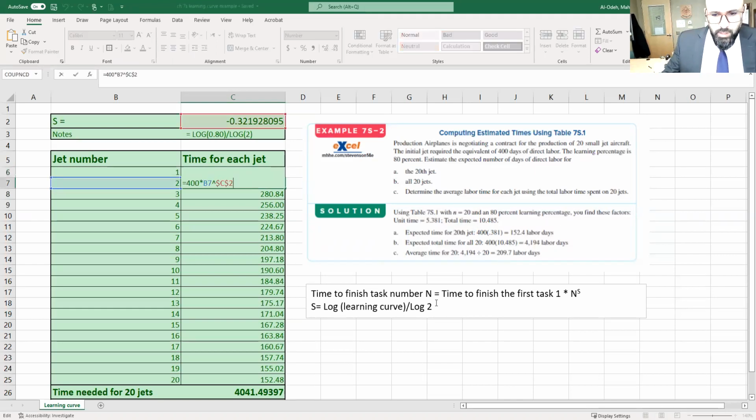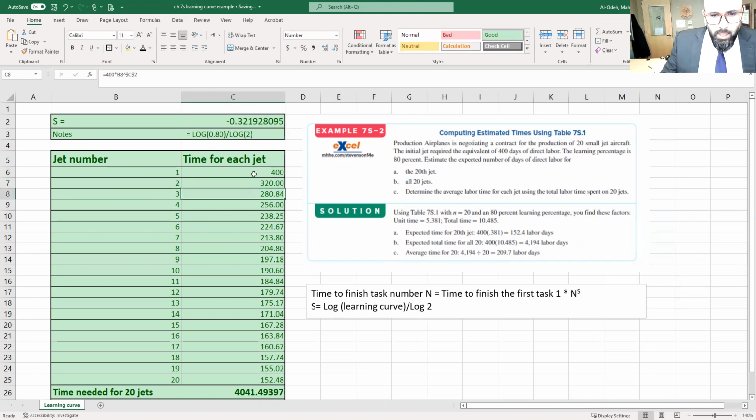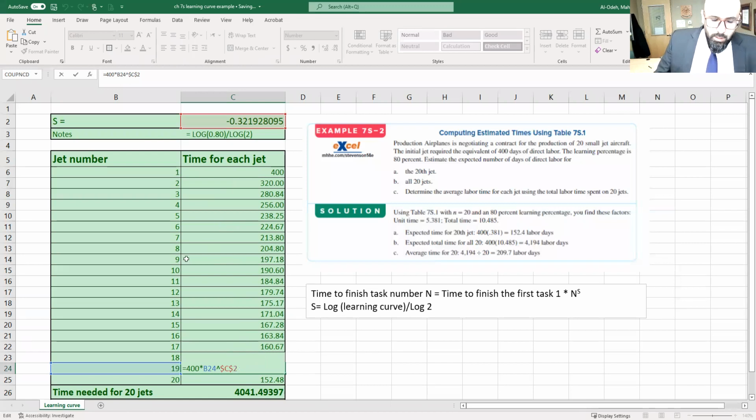For the second one, just following this equation, it would be the 400, the time to finish the first one, as you see here, times B7, which is the number of the jet. We are on unit 2, to the power of S, which is minus 0.32. As you see, we put a dollar sign before and after so we could use it again and again. So this is a locked cell. We locked the cell for C2. However, B7, we need it to be a variable cell. So I dragged from the lower right corner all the way down to find out the time for each one. Excel will copy the equations for you on the following cells.